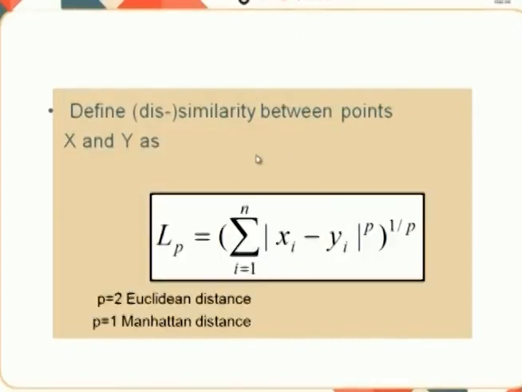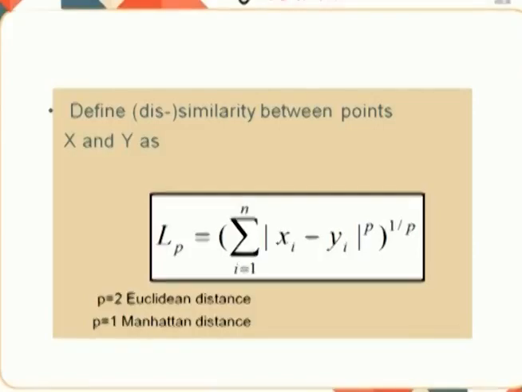We can generalize all these formulas as the Minkowski distance, and the Minkowski distance can be given like this. So, this is the generalization of the previous formulas which we have studied, and if we substitute p equal to 1, we get the Manhattan distance between the points, and when p is equal to 2, then we get the Euclidean distance between the points. So, now the problem is well defined.